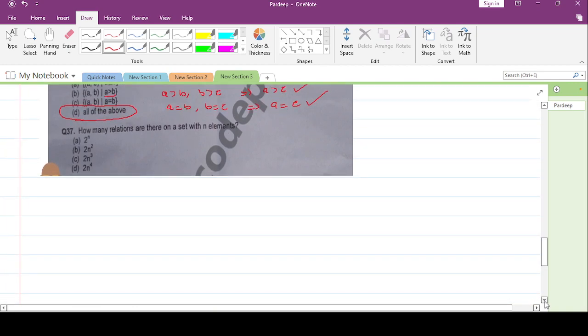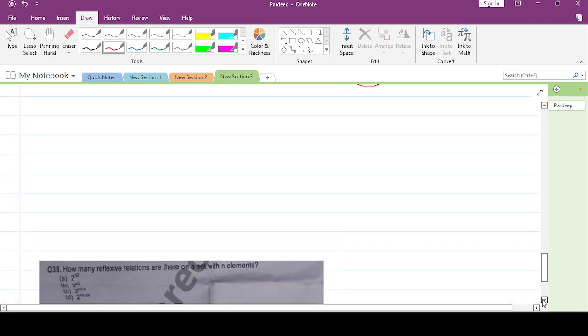Now here the options in the next question are incorrect. The question is how many relations are there on a set with n elements. See, the formula for the number of relations is 2 raised to the power n square. Number of relations is equal to 2 raised to the power n square. So there is some typing mistake in this question. Otherwise this B option is correct.